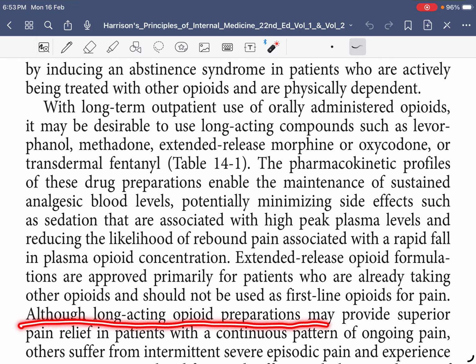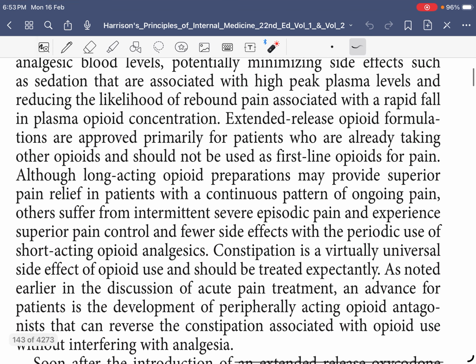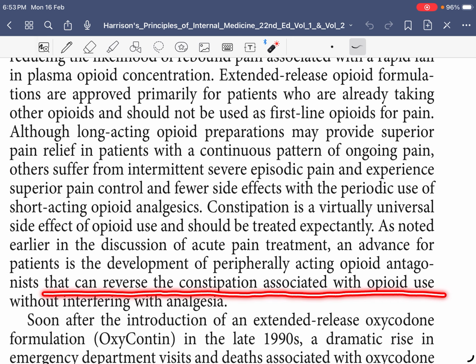Although long-acting opioid preparations may provide superior pain relief in patients with a continuous pattern of ongoing pain, others suffer from intermittent severe episodic pain and experience superior pain control and fewer side effects with the periodic use of short-acting opioid analgesics. Constipation is a virtually universal side effect of opioid use, and should be treated expectantly. As noted earlier in the discussion of acute pain management, an advance for patients is the development of a peripherally acting opioid antagonist that can reverse the constipation associated with opioid use without interfering with analgesia.